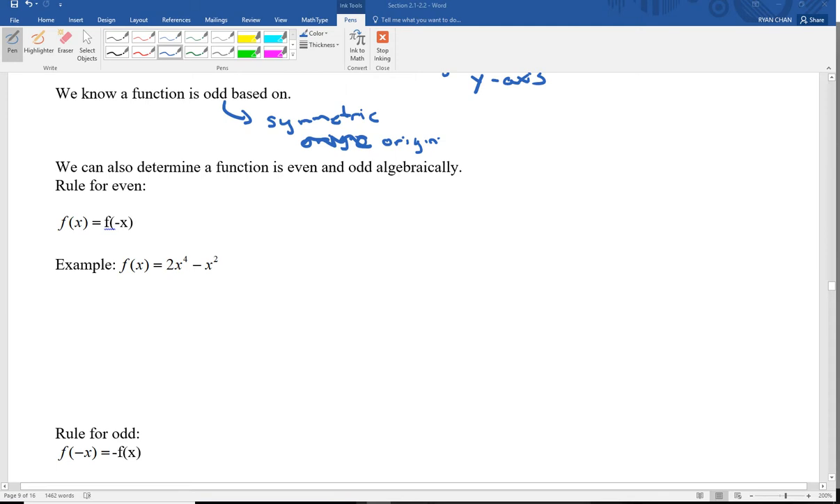So let me just do an example. How do we know something is even? All we will do is we'll do f of x, and we'll figure out what f of negative x is. If they both end up being the same, then it is going to be even. So f of negative x, according to this problem here, I'm going to replace x with negative x like this.